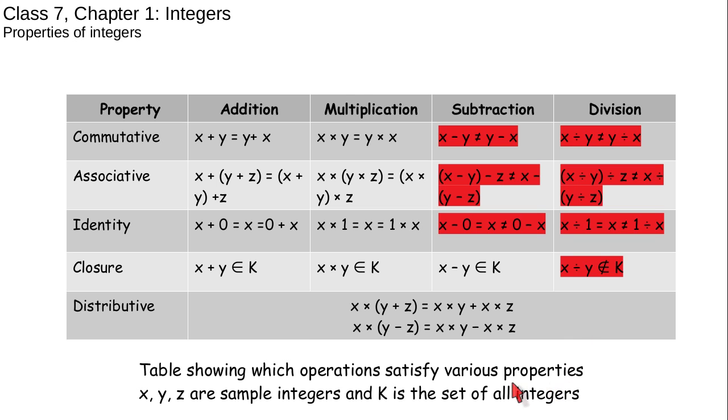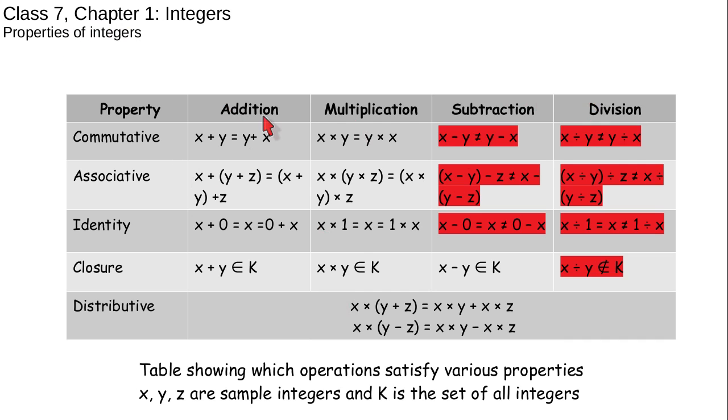This table shows which operations satisfy various properties. In this table, x, y, z are supposed to represent sample integers and K, capital K, is the set of all integers. What are some of the properties that we are studying? The properties that we are studying are commutative property, associative property, identity, closure and distributive property. And we will study these properties with respect to the operators addition, multiplication, subtraction, division. And the set of the numbers that we are interested in are integers.